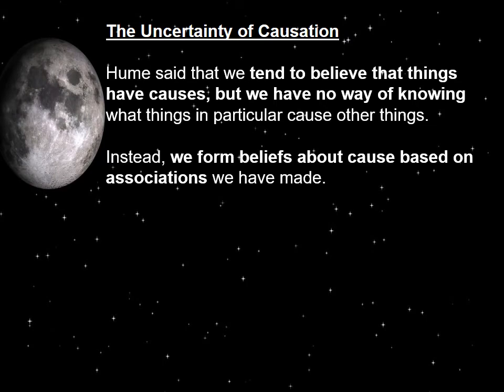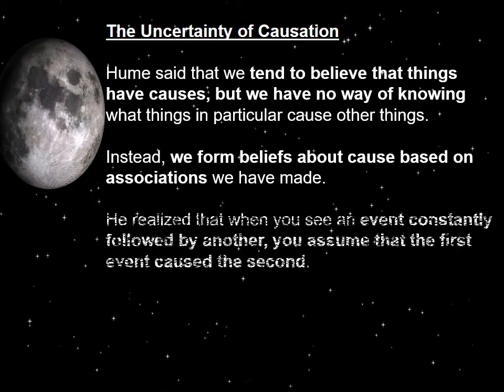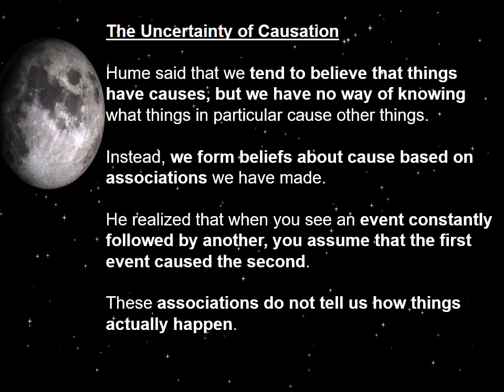What we do is we form beliefs about cause that are based on associations. They're not necessarily causing each other, but we've associated one thing with another. He realized that when you see an event constantly followed by another event, you would assume that the first event caused the second. These associations do not tell us how they happen, but that one event does cause the second.